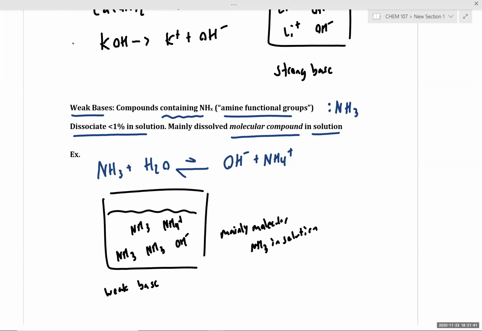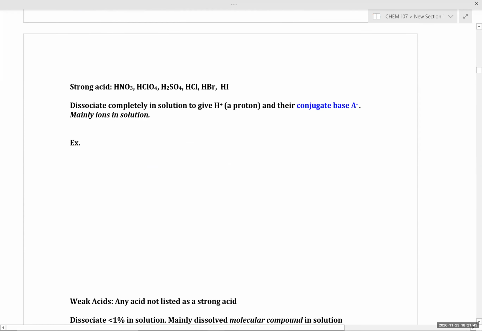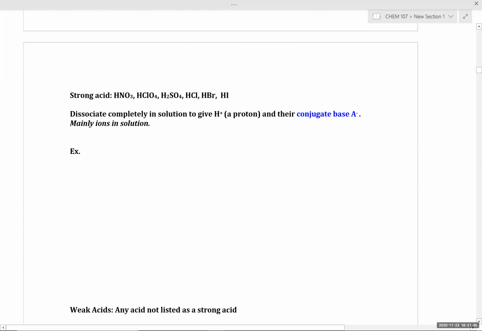Perfect, perfect. So let's talk next about strong acids. These are the 6 strong acids that you'll have to be familiar with. You have your major halogen acids, hydrobromic, hydrochloric, and hydroiodic acid, sulfuric, perchloric, and nitric acid. These are your textbook strong acids that I want you to be familiar with.